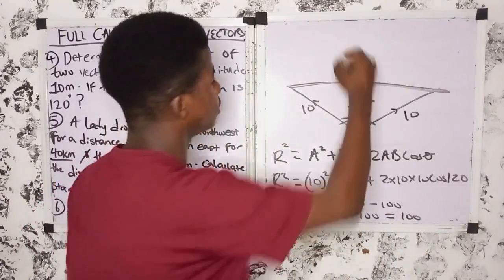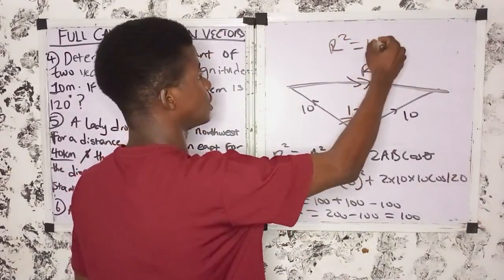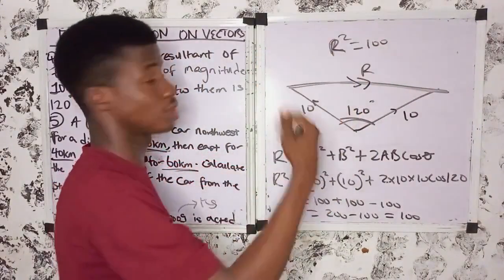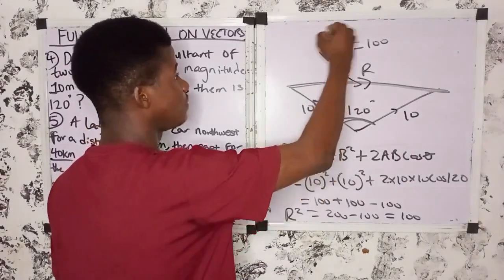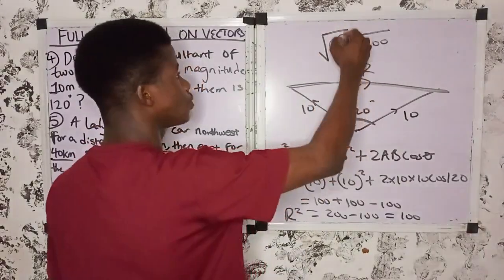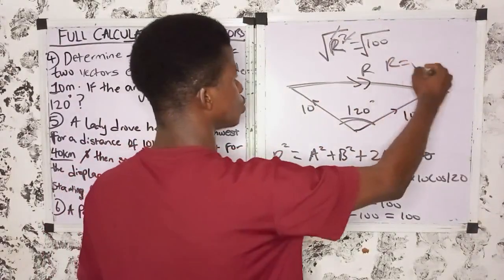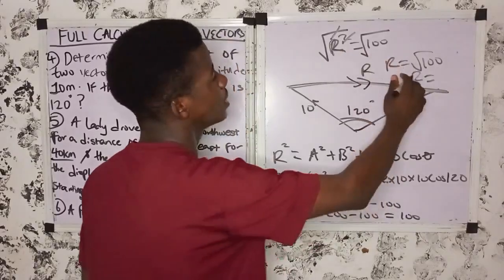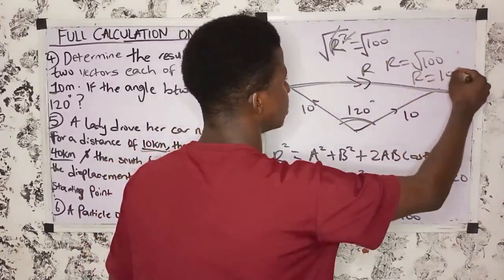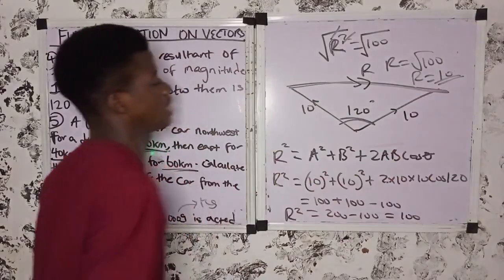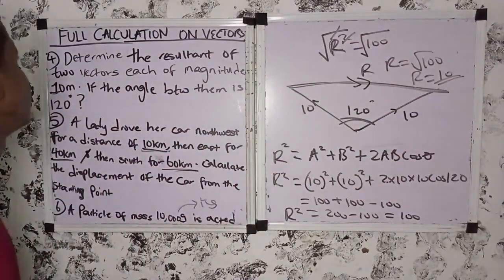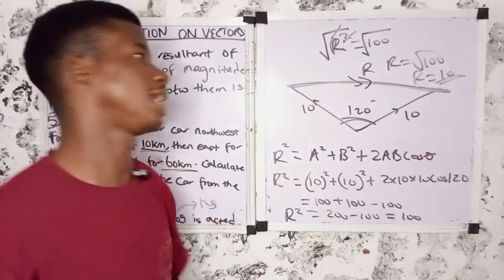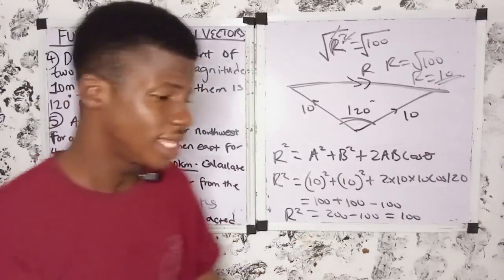We are not done yet. So R square is equal to what? 100. We are looking for R, not R square. So to make R stand alone, we take the square root of both sides. The square will cancel the square root. We are left with R is equal to root 100. The square root of 100 is 10. So the answer is 10. The resultant of the two vectors is 10. That is just it.